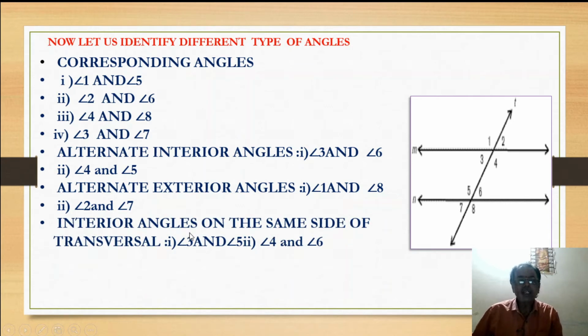Now interior angles on the same side of transversal. Here once again one more point: angle 3 and angle 5, angle 4 and angle 6.